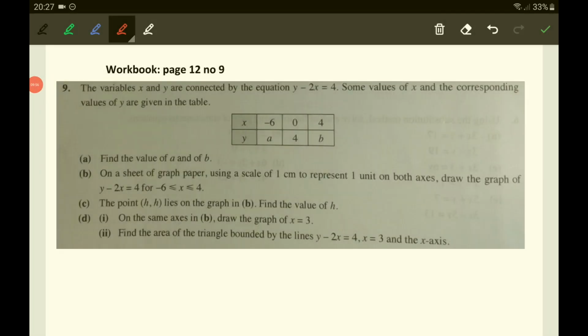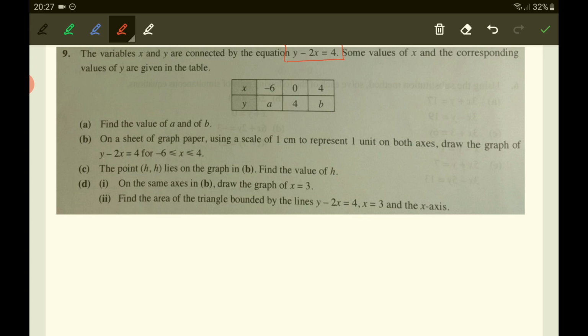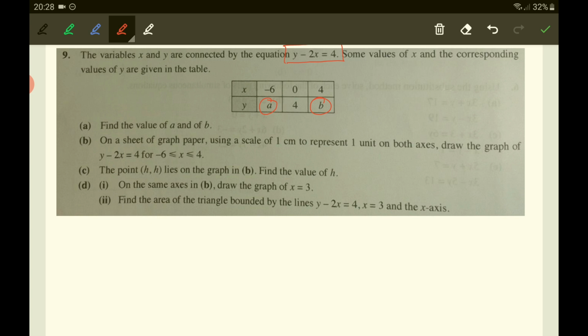Okay, now we are in the second question. This question is from Workbook, page 12, number 9. The variables x and y are connected by the equation y equal to minus 2x plus 4. Some values of x and the corresponding values of y are given in the table. For the first question, find the values of a and b. The same as the previous questions, we are going to find the value of y.